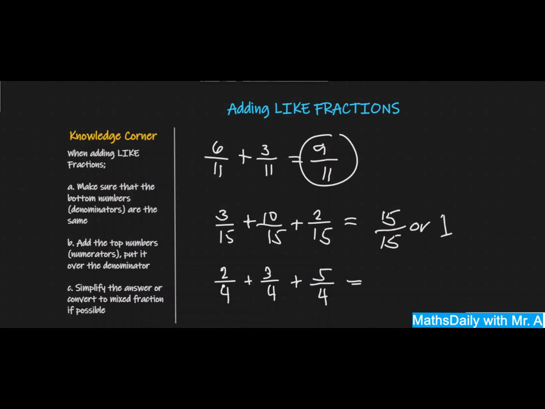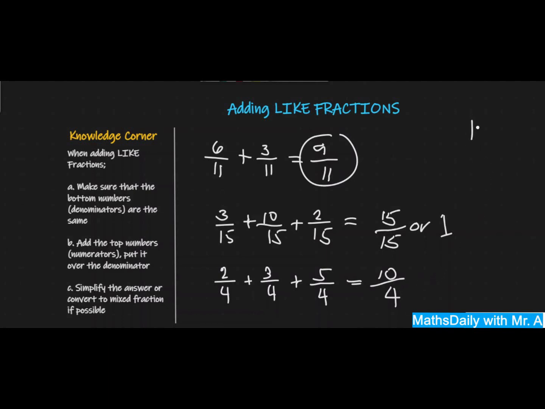Next, 2/4 plus 3/4 plus 5/4 equals, once again, add the top numbers, the numerators. 2 plus 3 plus 5 equals 10 over 4. Can we simplify 10 over 4? Yes, this is an example of an improper fraction. So we can simplify this by converting 10/4 to a mixed fraction.